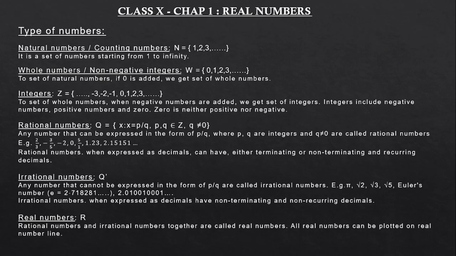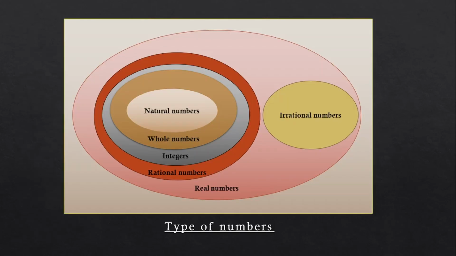Now this same set of numbers we can represent in the form of a Venn diagram. Let us see. Here we can see easily the smallest set of numbers are your natural numbers. All natural numbers are part of your whole numbers because they are all numbers from 1, 2, 3 and so on. To the set of natural numbers, when 0 is added, we get whole numbers. So natural numbers are your numbers 1, 2, 3. To them, if 0 is added, we get a set of numbers, whole numbers.